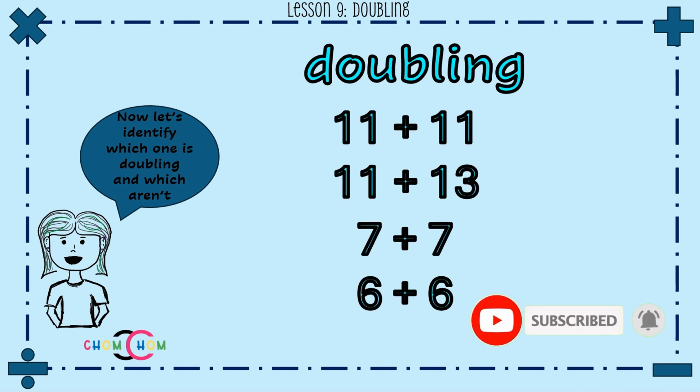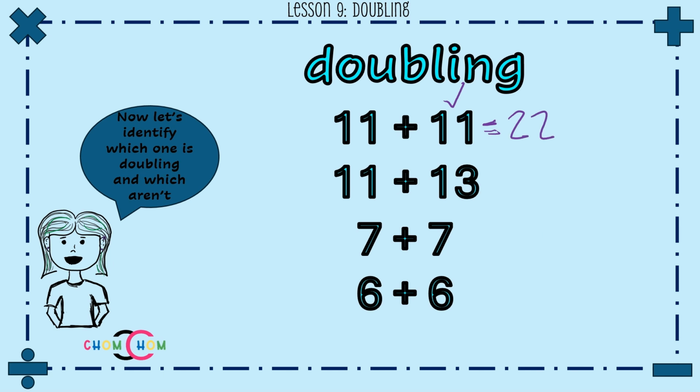Let's identify which ones are doubling again. 11 plus 11, is that doubling? Yes, that is doubling because we're adding the same number to itself. So 11 plus 11. 1 plus 1, 2. 1 plus 1, 2. So we get 22. 11 plus 13, is that doubling? No, 11 and 13 are not the same number.